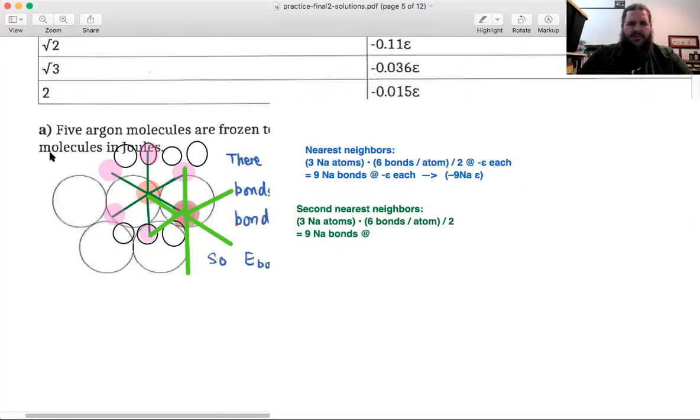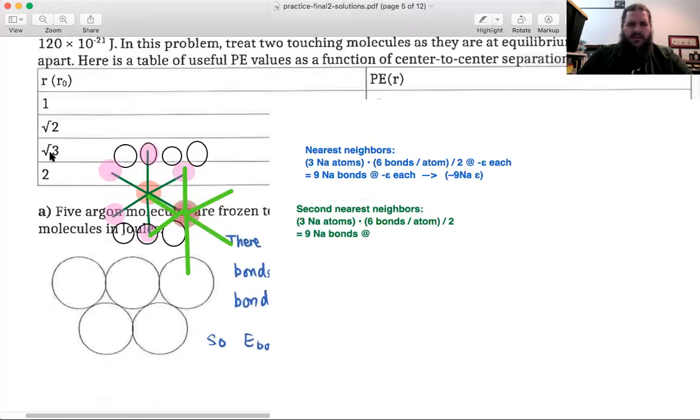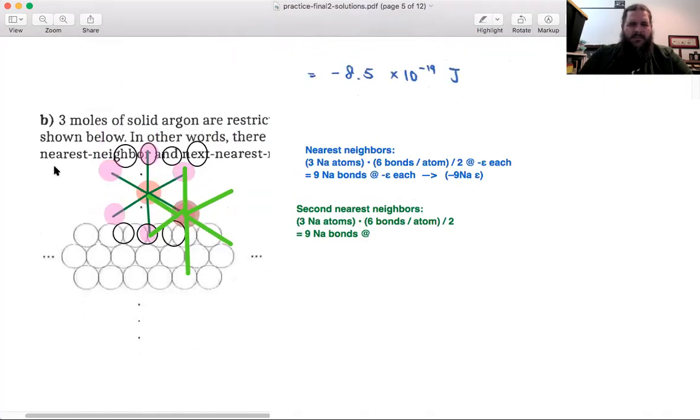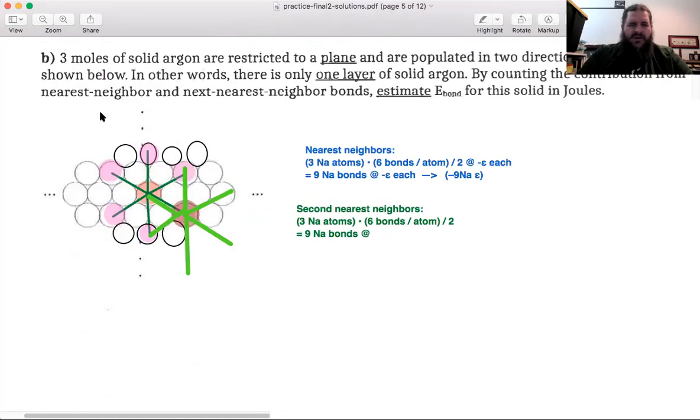If we go back to this one, the second nearest neighbor bonds was this one, right? Square root of 3 is the distance, negative 0.036 epsilon. So we can still use that. It's still the same bond we were looking at earlier. We're just looking at lots more of them now. So we can still call that negative 0.036 epsilon each.